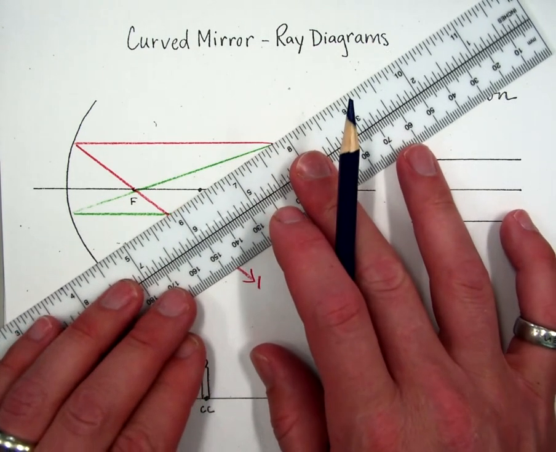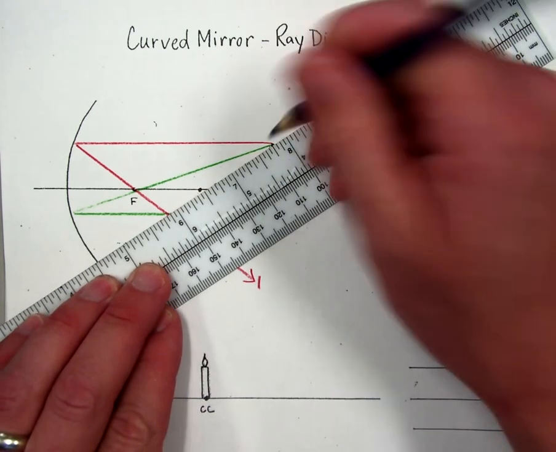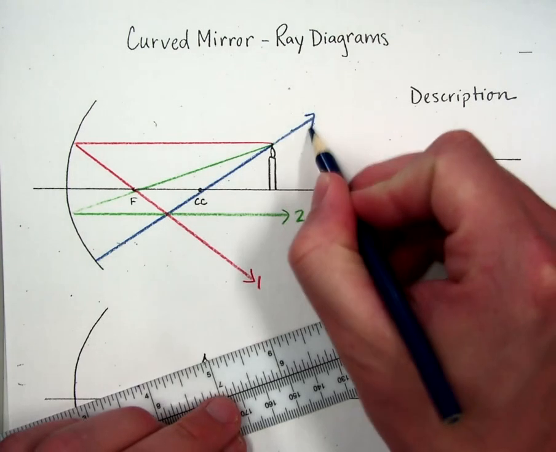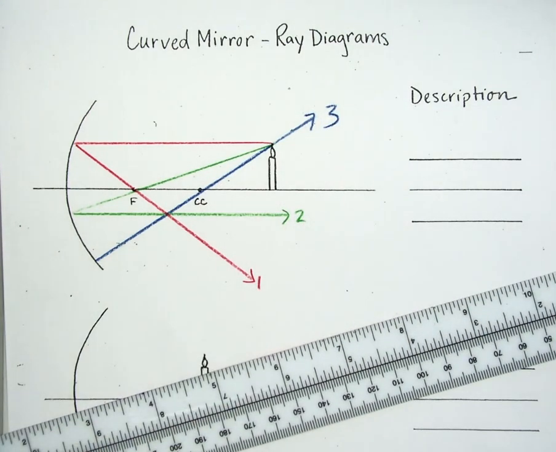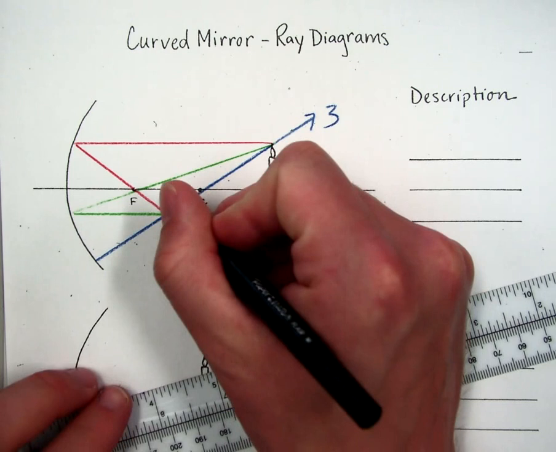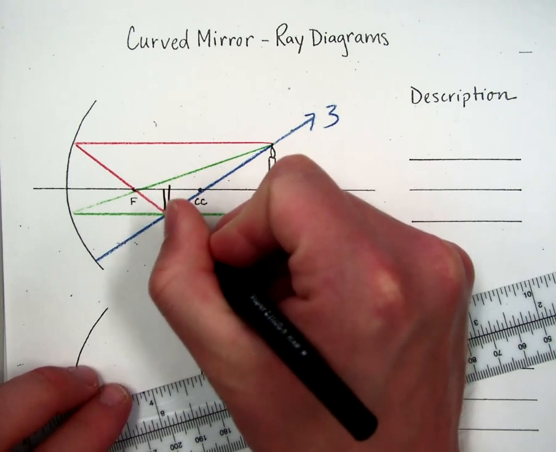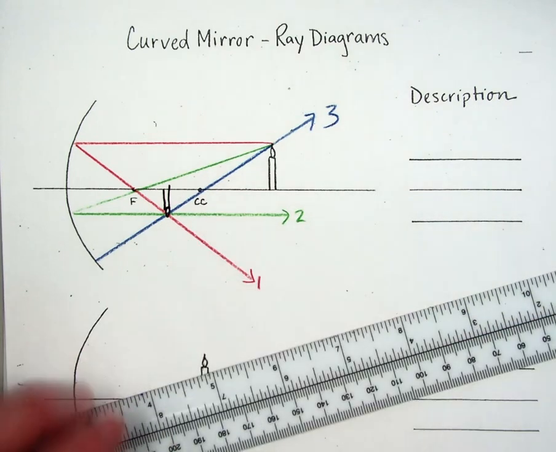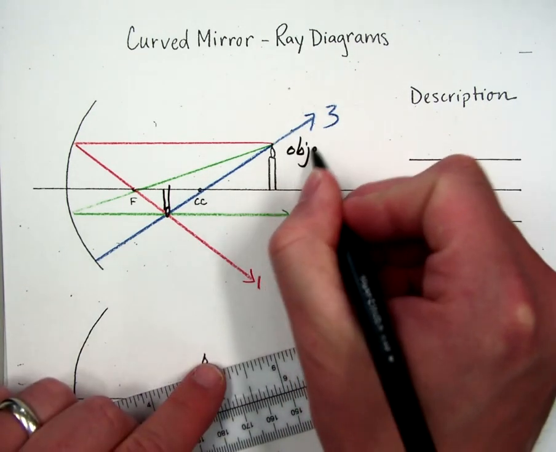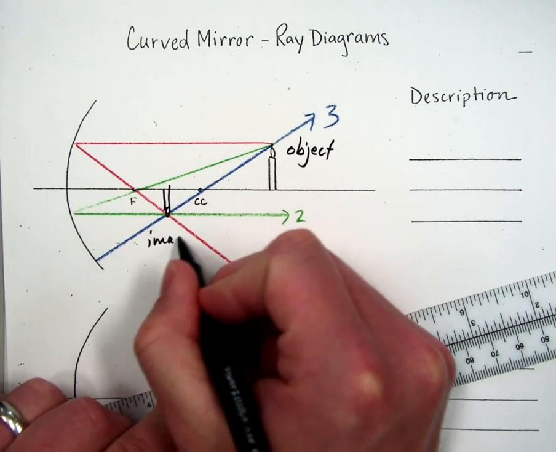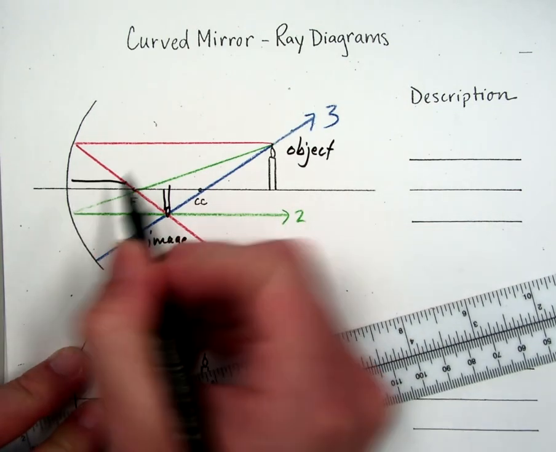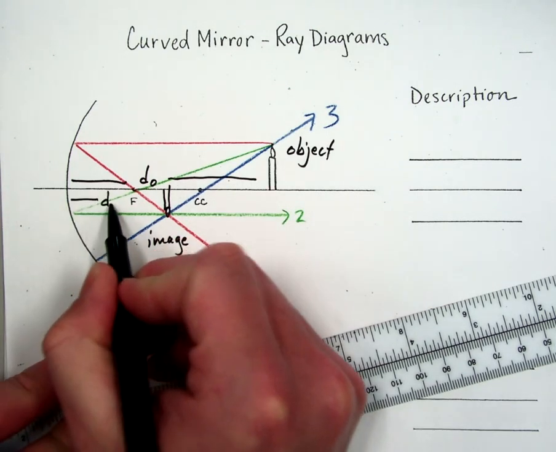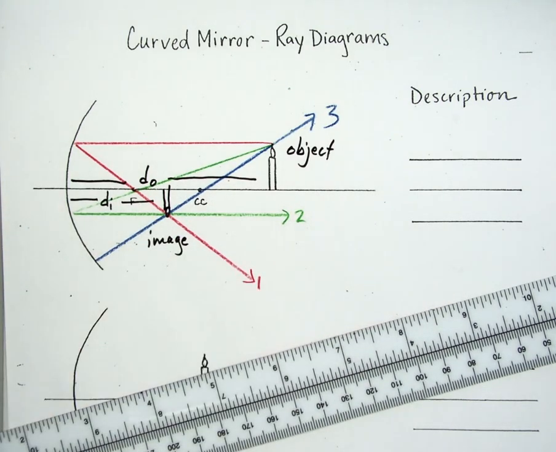Ray 3 passes from the object through the center of curvature and back out, and I see that these 3 rays converge at a single point. That point came from the tip of my object, and it makes the tip of the image. So once again, object, image. The distance from the object to the mirror, DO, is this. The distance from the image to the mirror is this. And so I see an image here.